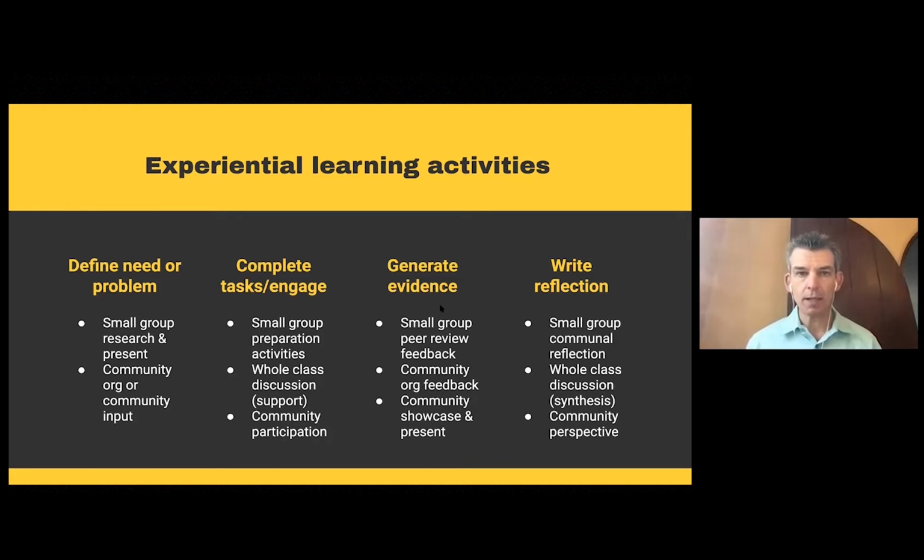Last, as part of this process, you want to make sure that students are reflecting on their work. And again, you might have small groups doing communal reflections where each student writes their individual reflections, but can then give feedback to the others about what they've written. You can do a whole class discussion as a way to synthesize the entire service learning process. And again, you can pull in that community perspective as part of the reflection, as a way to make sure that the reflection includes the perspectives of the community that you're serving.